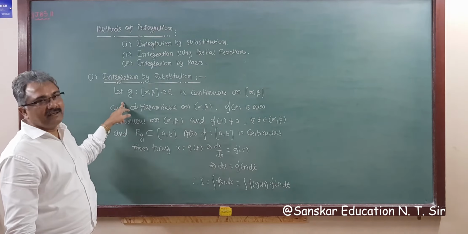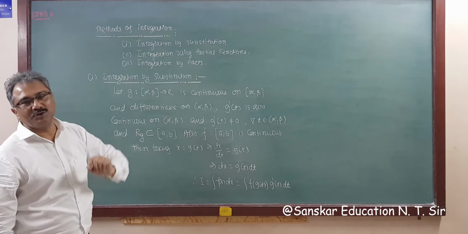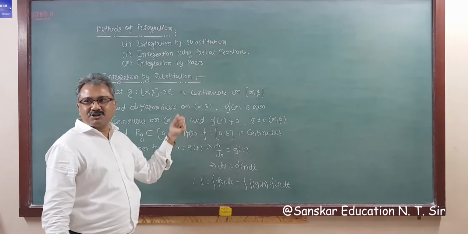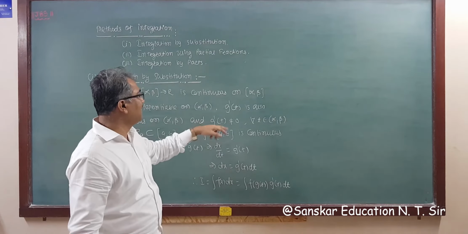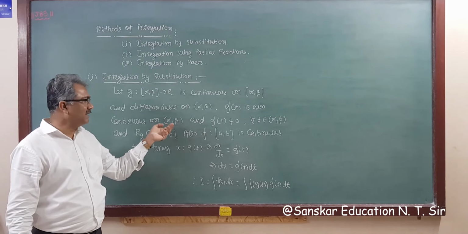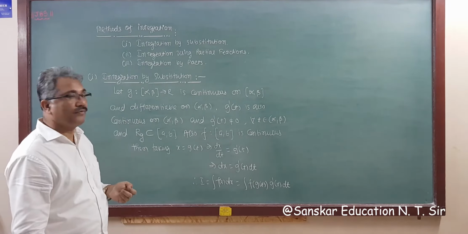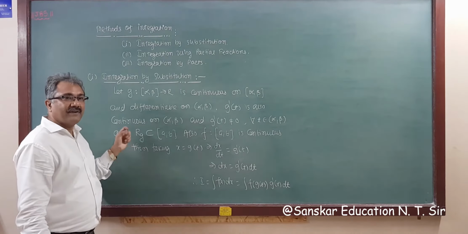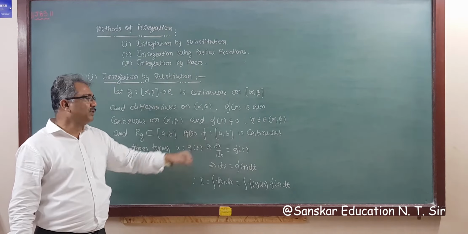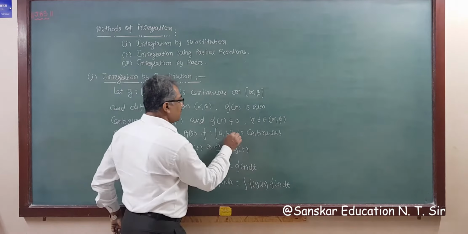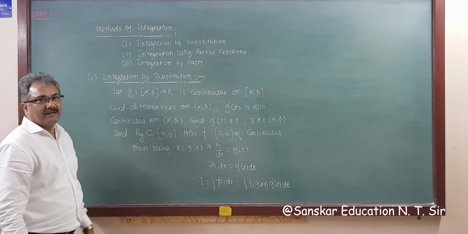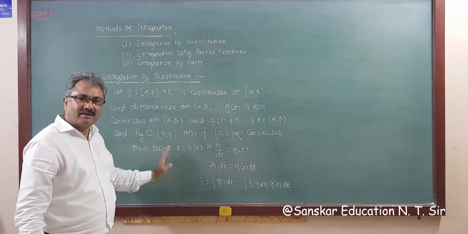Now let g: [alpha, beta] to R be continuous on [alpha, beta] and differentiable on the open interval (alpha, beta). Let us assume that g dash t, the derivative of the function g, is also continuous on the open interval (alpha, beta), right? And g dash t is not equal to 0 for all t belonging to (alpha, beta). Then if the range of g is a subset of the closed interval [a, b], right, and also f: [a, b] to R is a continuous function. I forgot to write R here. Then, right, no need to remember all this.